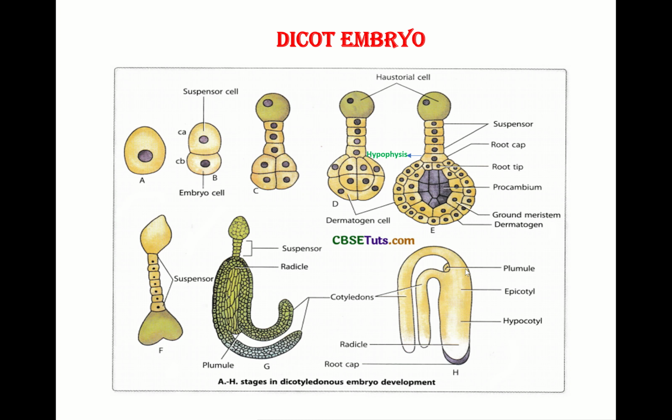And this is the epicotyl, and it is present above the cotyledons. So these are the two cotyledons that you can see in the case of the dicotyledon, and this is the hypocotyl, and this is the radicle, which gives rise to the root system, and this is the root cap. So that's it, friends.